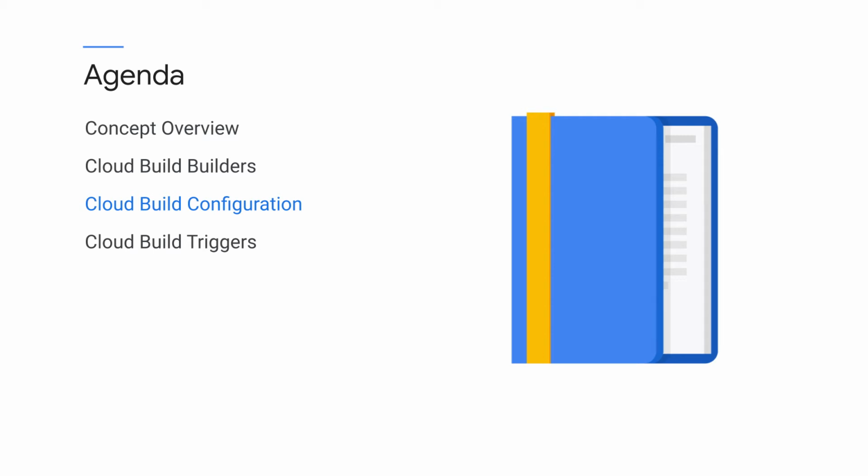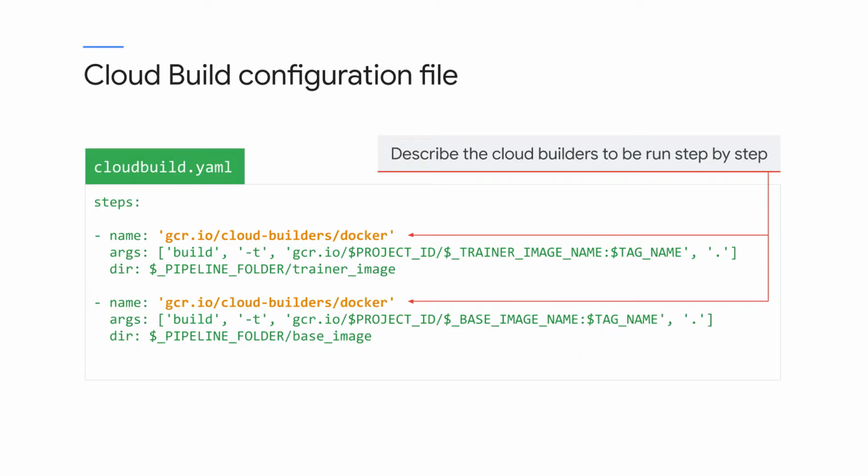Remember that the goal is to run a cloud builder whenever a trigger is detected. Well, this raises the question, how does Cloud Build know which cloud builder to run? Well, the answer lies in a Cloud Build configuration file. We tell Cloud Build which builders to run in a cloudbuild.yaml.